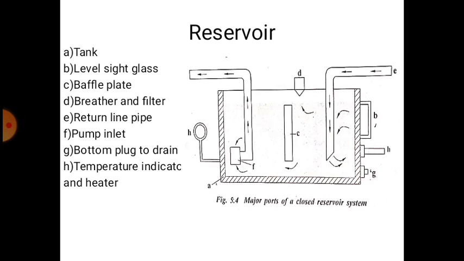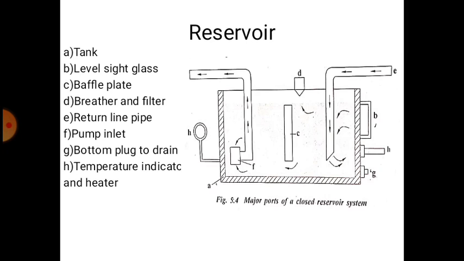Return line pipes. The return lines should be on one side of the baffle plate and should be away from the pump inlet. These pipes may terminate above the fluid level in the reservoir to prevent siphoning. Pump inlet line. The pump inlet line should be at least 50 mm above the tank floor and at least 75 mm below the minimum level of the oil in the reservoir.